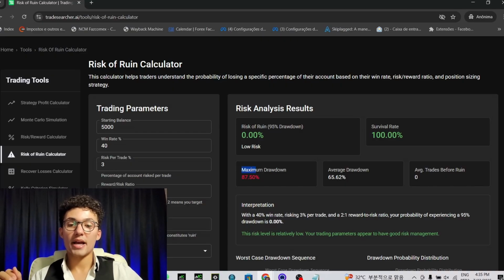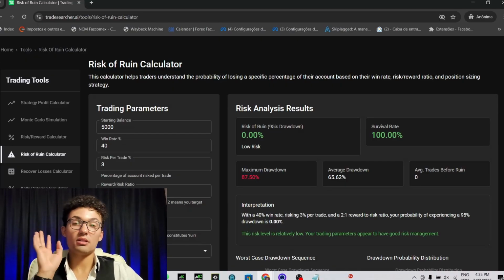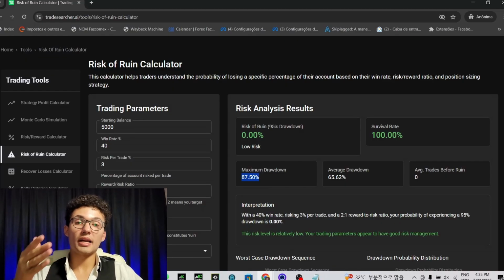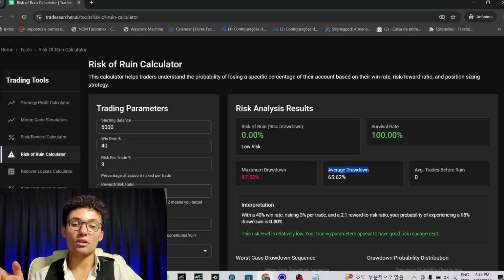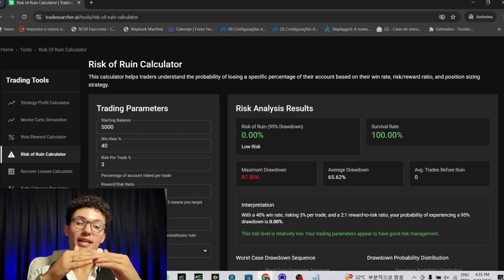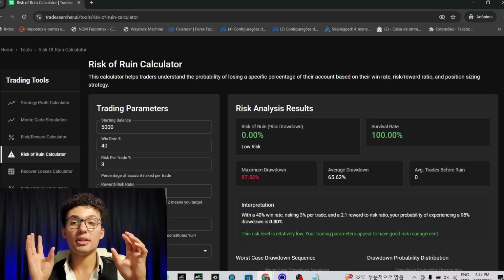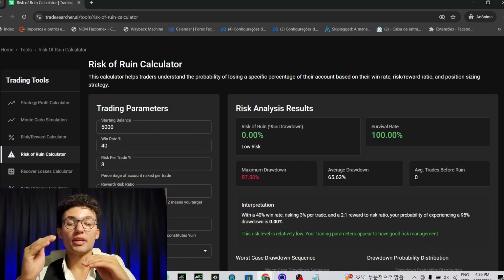But if you check here in maximum drawdown, the maximum drawdown can reach even 87%. Okay, in the worst situation, this is probability calculation. So in the worst situation, it will hit 87%, and then you'll get this money back trading. Average drawdown, 65.2%. Okay. Again, you don't have chances to blow your account. It's 0, but because you have a pretty high drawdown, the probability of having a high drawdown is big.